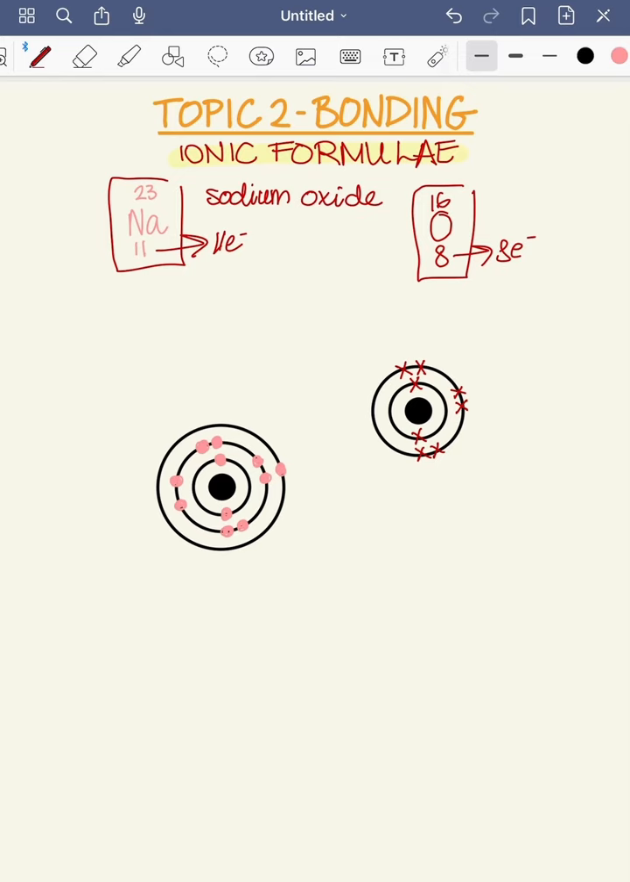Remember, sodium is a metal, so it's going to lose electrons to become a positive ion, whereas oxygen is a non-metal and is going to gain electrons to become a negative anion. So sodium is going to end up donating its electron to oxygen. However, now oxygen is still quite unstable because it still only has 7 electrons and it needs 8.